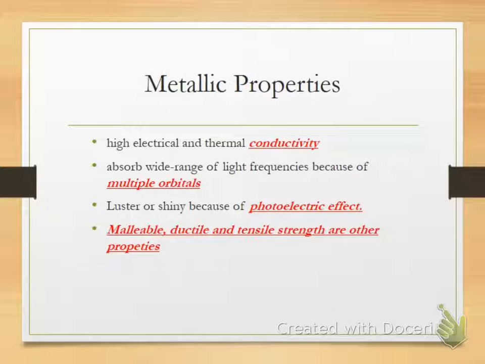The metallic properties, these are your classic ones: high electrical and thermal conductivity. They have luster, or they're shiny because of the photoelectric effect, and of course they're malleable, ductile. Tensile strength is like how strong a wire would be. All because those electrons are flowing and able to kind of move around over each other. That's why you can hammer metal out into a thin sheet and it doesn't break apart, because those electrons are able to kind of move around. Okay?